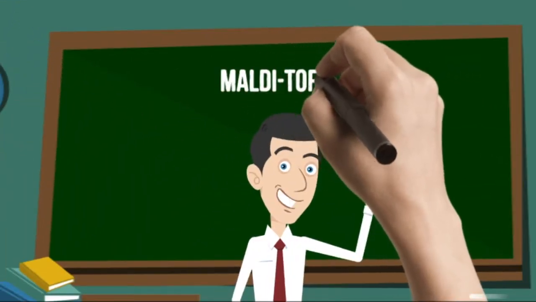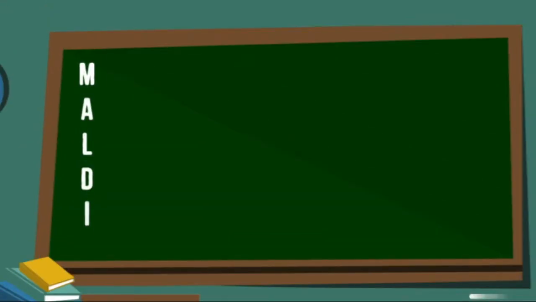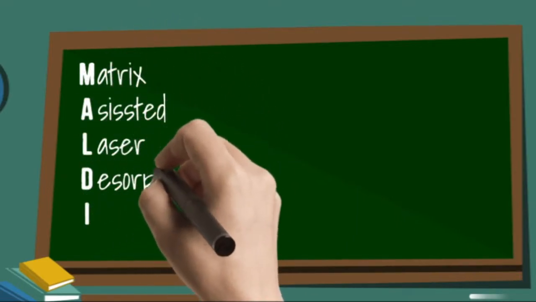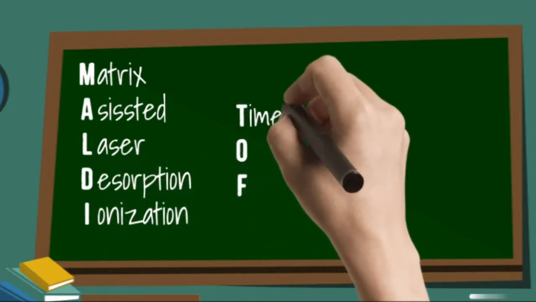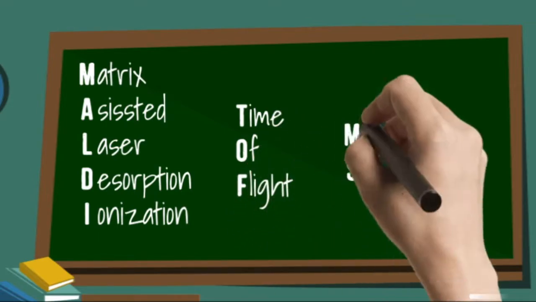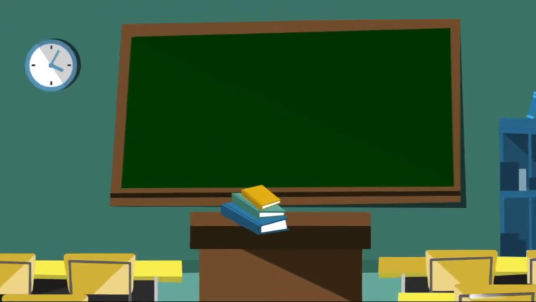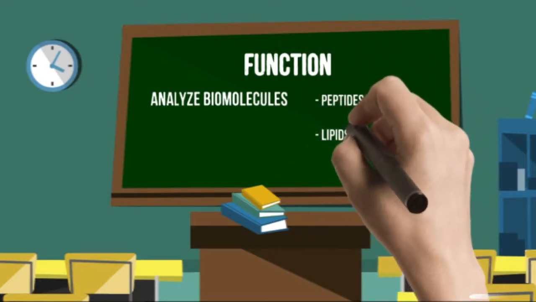First, let's get to know what MALDI-TOF MS is. MALDI stands for matrix-assisted laser desorption ionization. TOF stands for time of flight, and MS stands for mass spectroscopy. One of the functions of MALDI-TOF MS is to analyze biomolecules such as peptides, lipids, and saccharides.